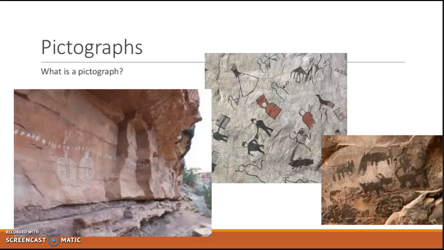Many pictographs can be found in caves or under rock ledges to protect them from weather, such as this picture on the left here. In the middle picture, you can see that there's more of a red and black colors used. The first picture has white, and the picture on the most right looks more like charcoal.